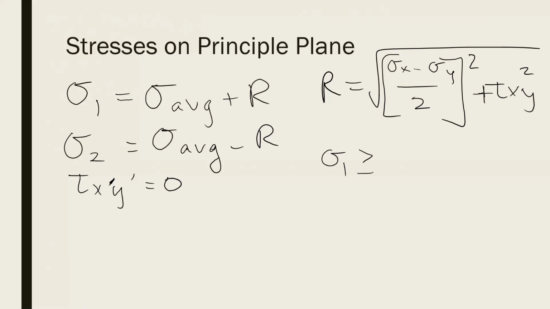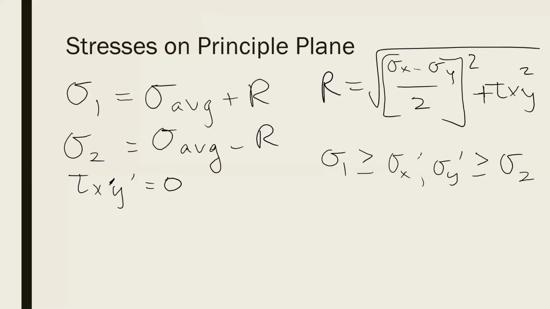Sigma 1 is always greater than or equal to any sigma y prime or sigma x prime that you'll experience on any other orientation. And sigma 2 is always smaller, less than or equal to those. So as you rotate it around, the smallest stress, and when I say smallest, I mean most negative. If it's always in tension, then it would be the smallest magnitude.